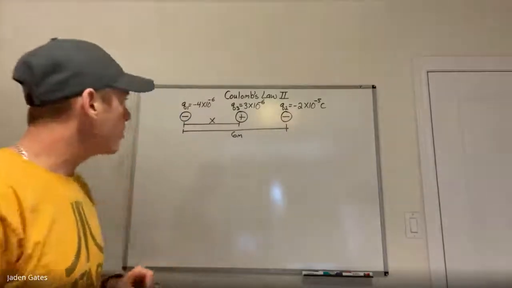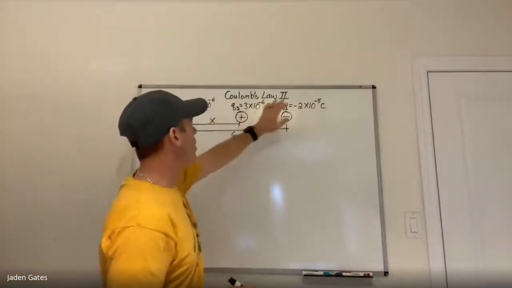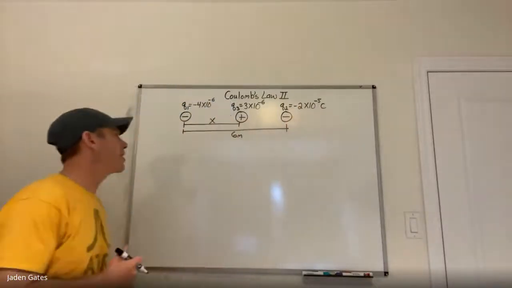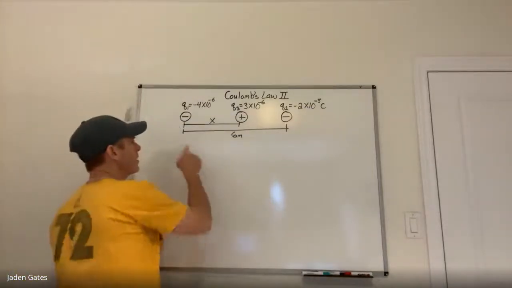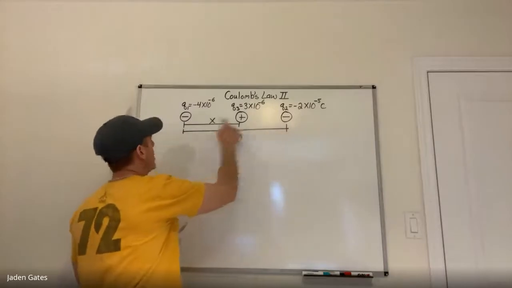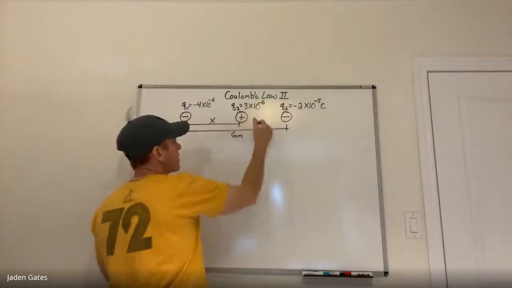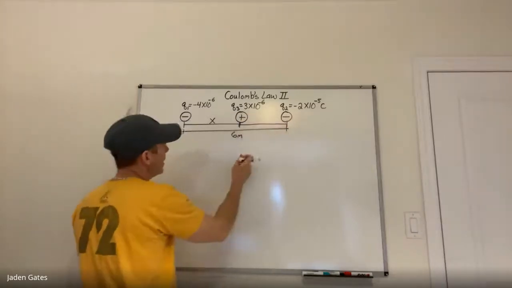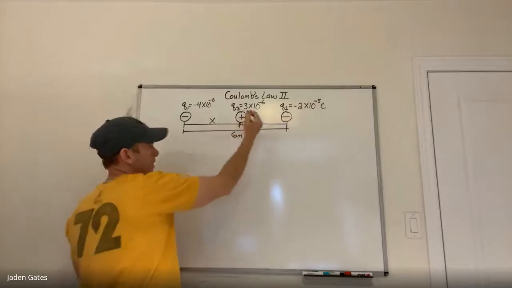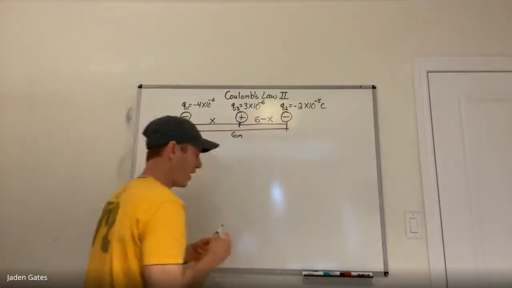All right, so here's what we have. Like I said, we've got our three charges. I've got all the information down there, except that the distance from number 1 to number 2 is 6, and this distance from 1 to 3 is x. This missing piece, I could find by taking x from 6, or 6 minus x.